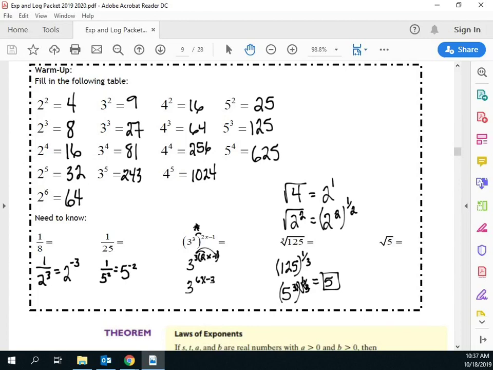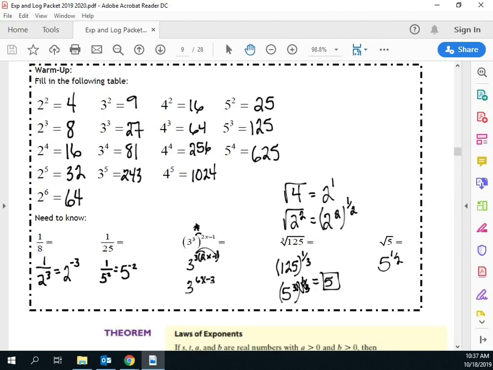Close. It is 1 something. Think of the word square. What does square mean? What number is that? Square? Square. Oh, 2. So it's 5 to the what? 1/2. Did you get 5 to the 1/2? Nope. How'd you get 1/2?